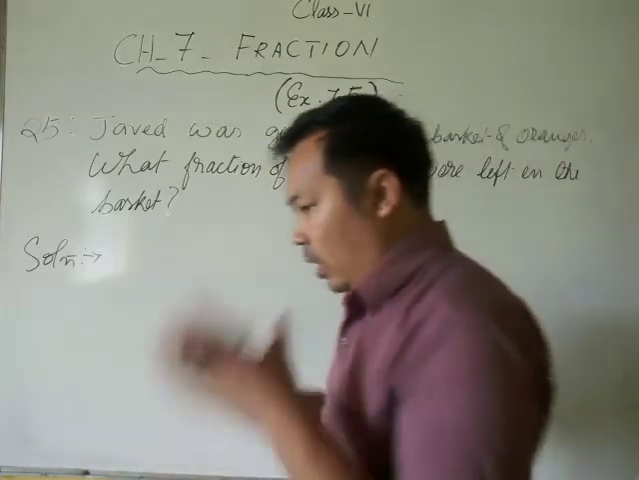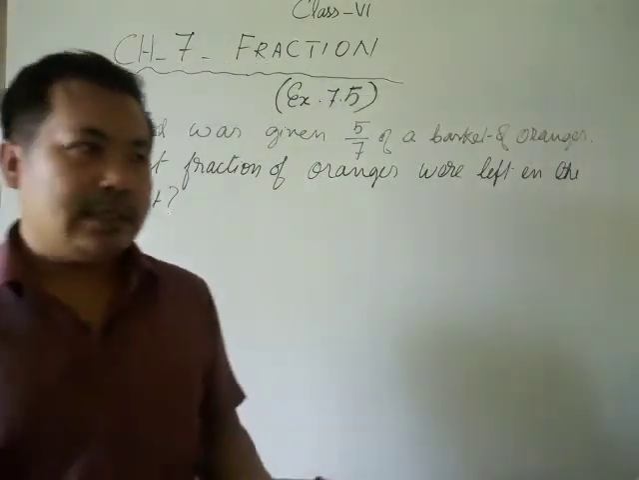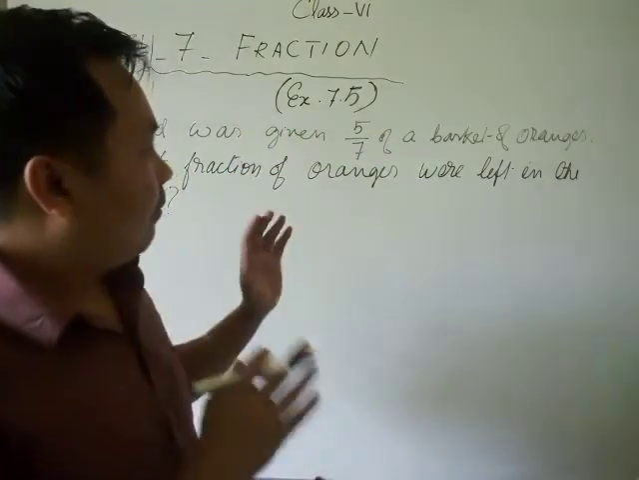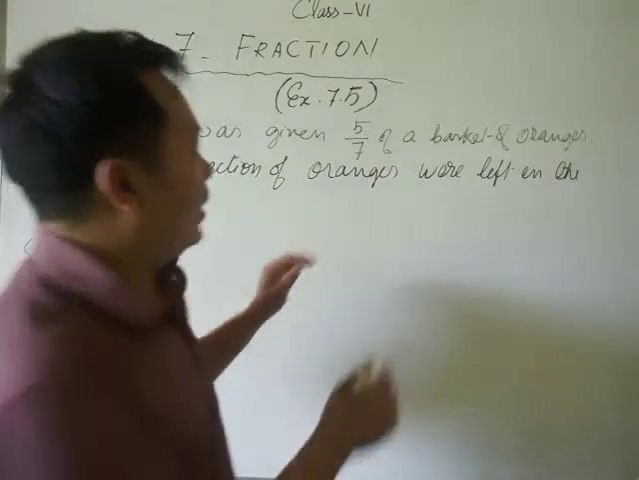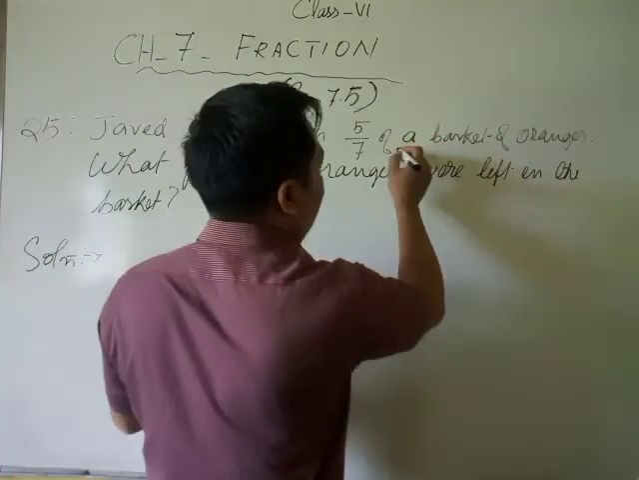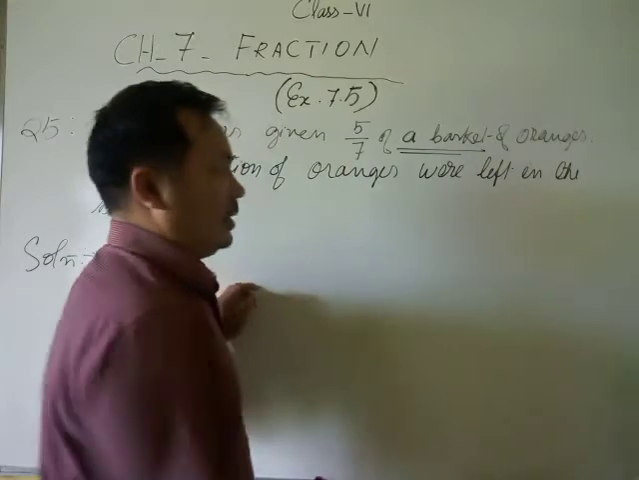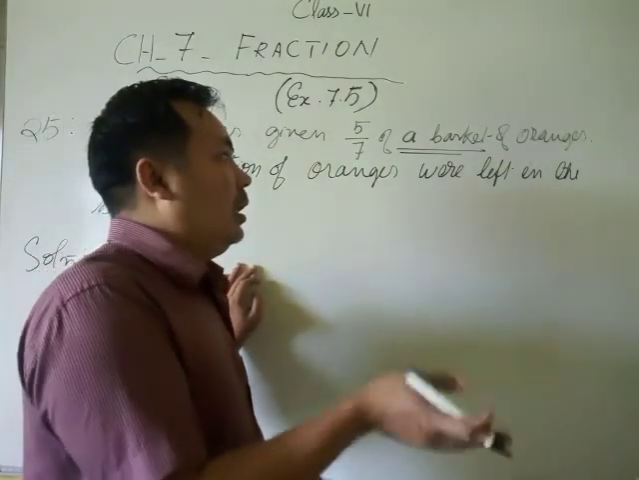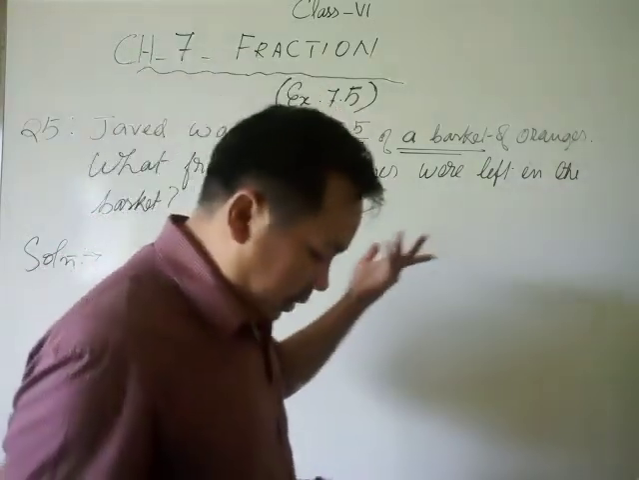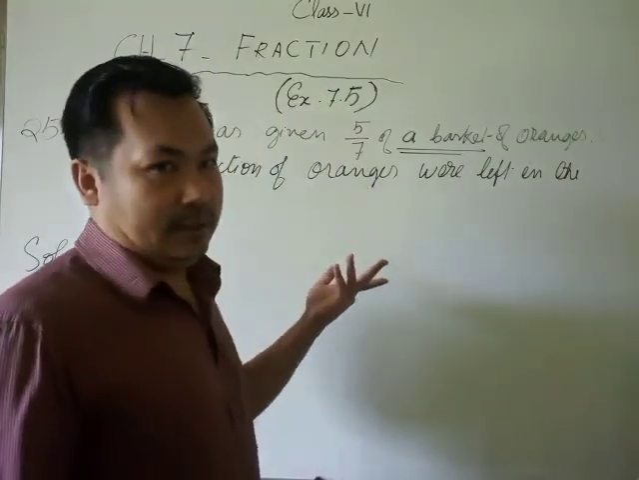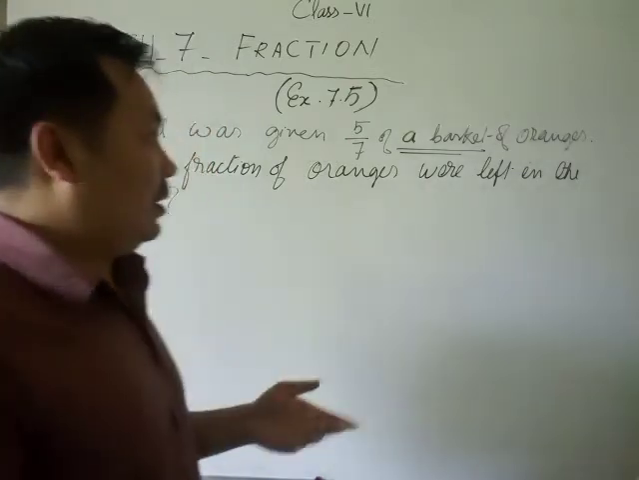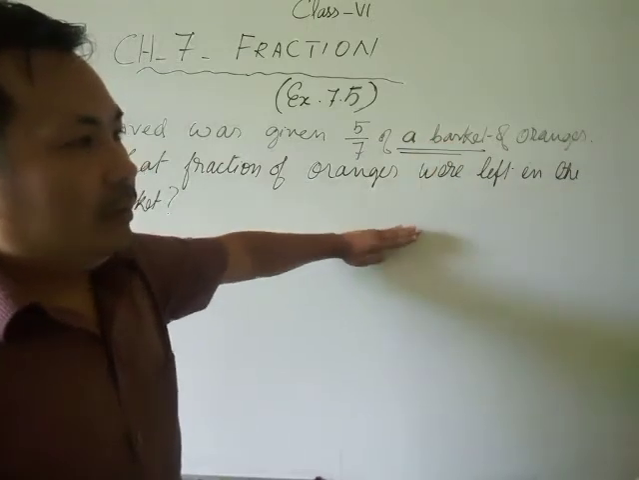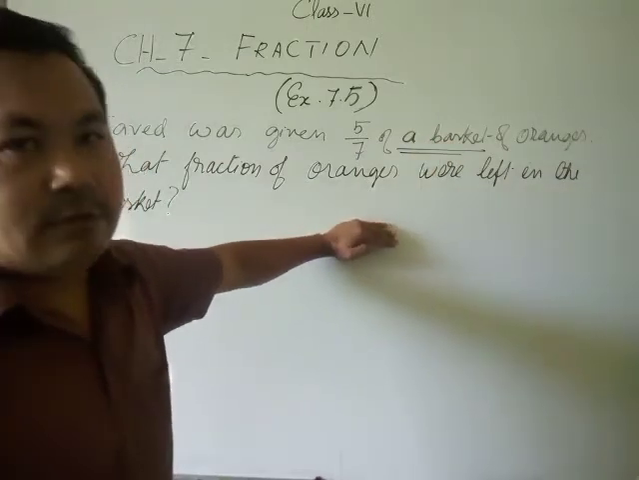My dear students, a basket means one basket. From one basket, 7 by 5 of the basket is given to Javed. A basket means one basket of oranges. How many oranges are there? We don't know, but 7 by 5 of the basket was given to Javed. And how much fraction of the basket is remaining? Then we have to find.